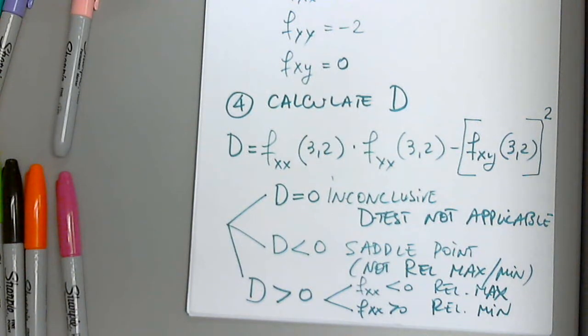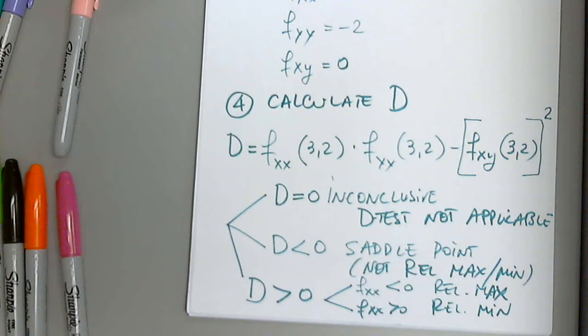Let's summarize before we finish. First, we found fx and fy. Then we created the system to find the point. Then we determined fxx and fyy and fxy. Then we calculated D as fxx at that point times fyy at that point minus the partial fxy at (3, 2) at the same point squared. If I get the answer for D to be 0, the test is inconclusive, not applicable.